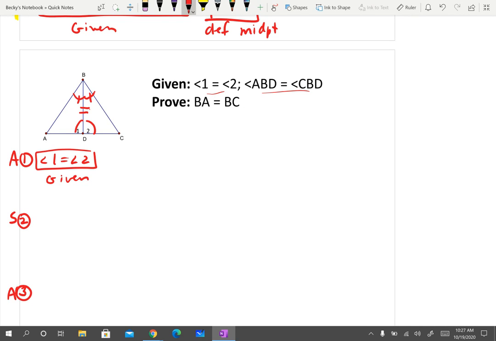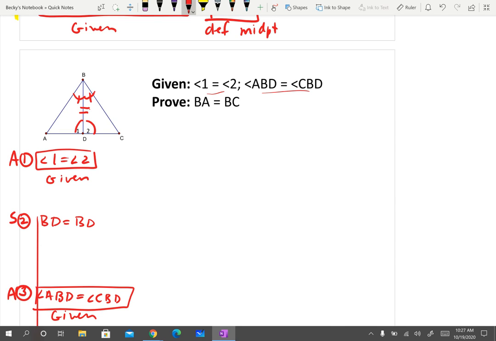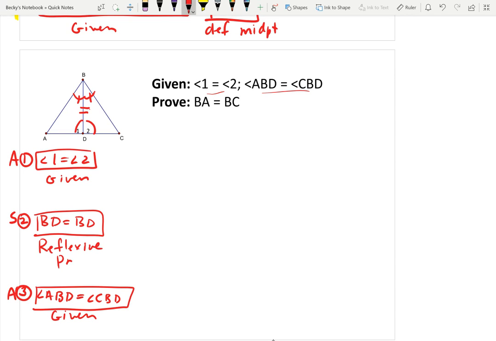And while I'm at it, let's just do the other angle. ABD is equal to CBD. Box it up, given. How did I know the side? Well, just like before, BD is equal to BD because it's reflexive. The length of BD does not change from the left triangle to the right triangle. This is reflexive property.